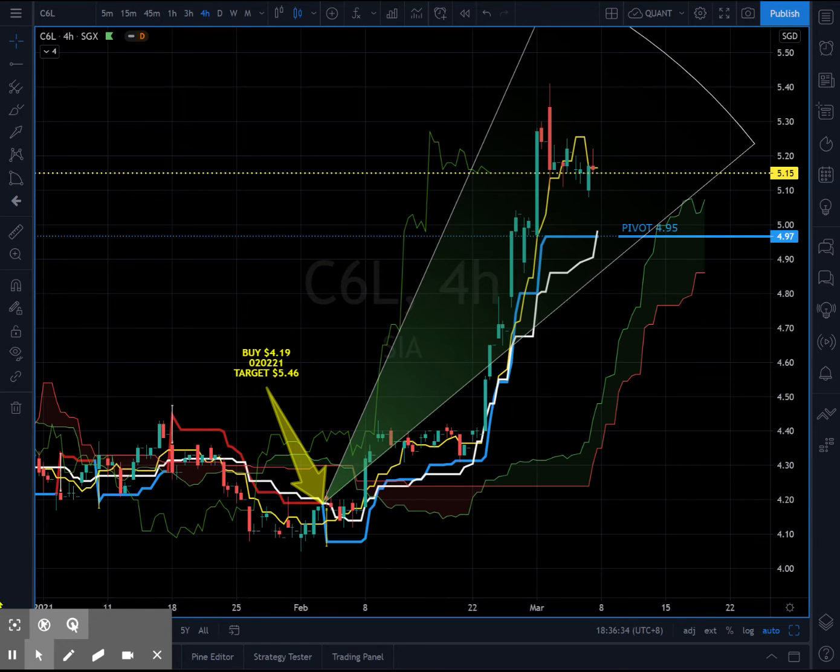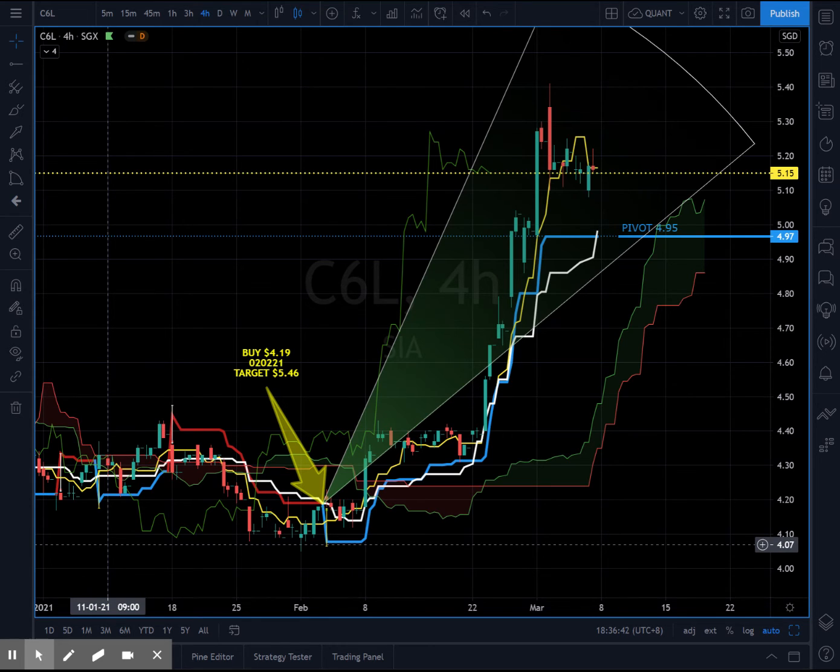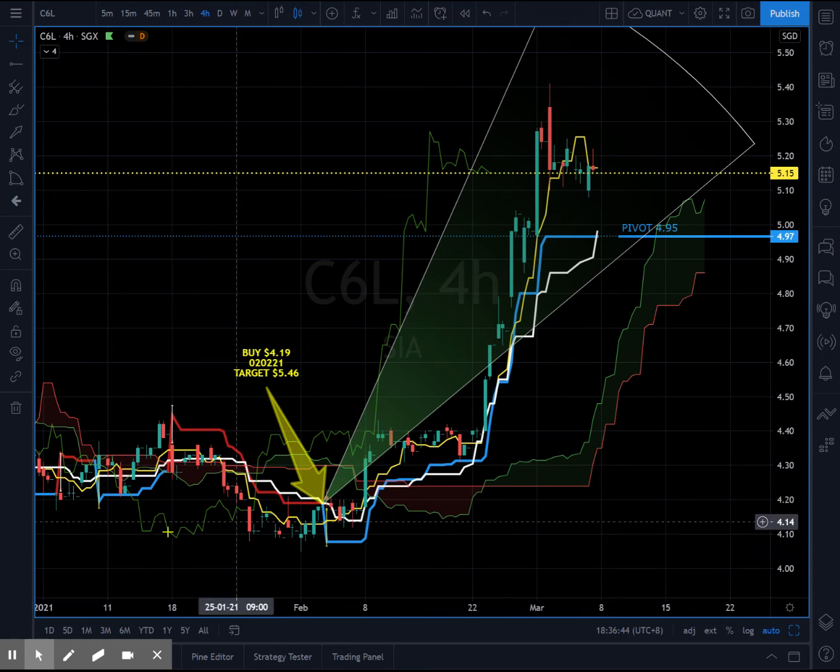On a 4-hourly chart, you can see SIA shares pretty much very bullish. Long signal at $4.19 on the 2nd of February. And the target of 5.46 is almost attainable. Currently, for those traders who are taking a swing trade, you may place your stop loss at 4.95 just in case there's any news flow that comes out and stops you out of your position. But for longer-term traders, you can use the daily chart for your stop loss, and it is still very bullish short term on the 4-hourly as well.